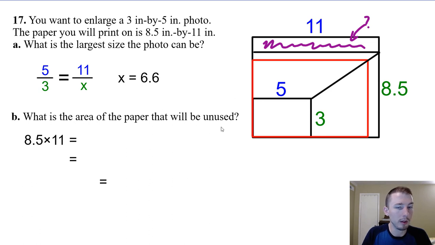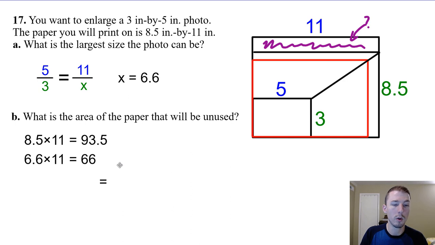What's the area of the paper that's unused? The area of the entire piece of paper is 11 times 8.5, which is going to be a decimal there, of 93.5. The area of the photo that we did use was 11 times 6.6, which would be 66. So then the question is, what area is unused, the purple part? We subtract these two, right? So 93.5 minus 66 is going to give us a difference of 27.5 inches.